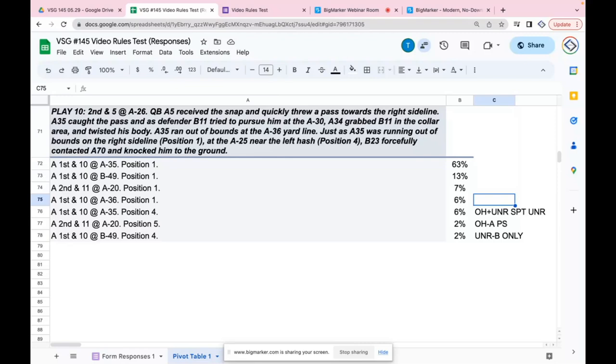A first and 10 at A36, position 1. Okay, hang on. Spot of the OH was position 1. Correct. We're getting closer. Wait. A35 ran out of bounds at the A36. Oh, this is no foul. This is nothing.